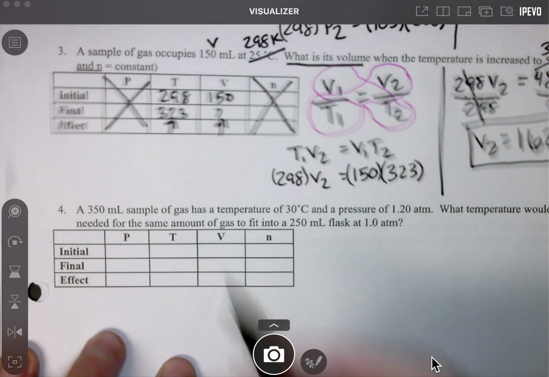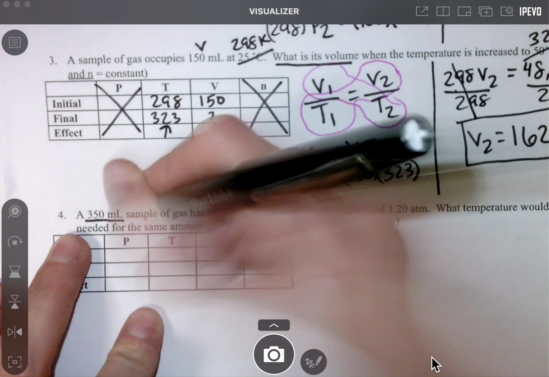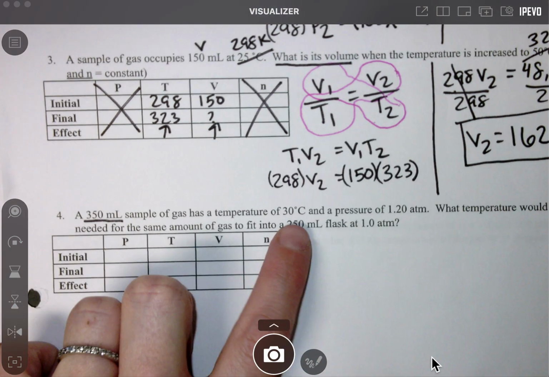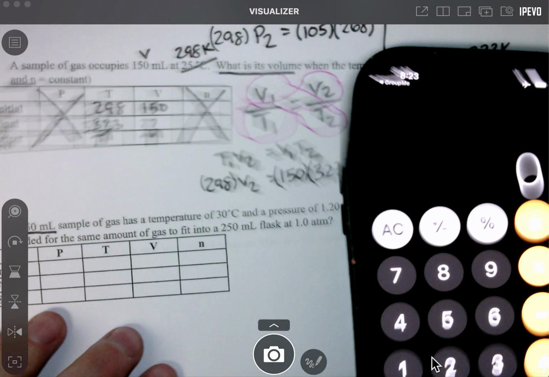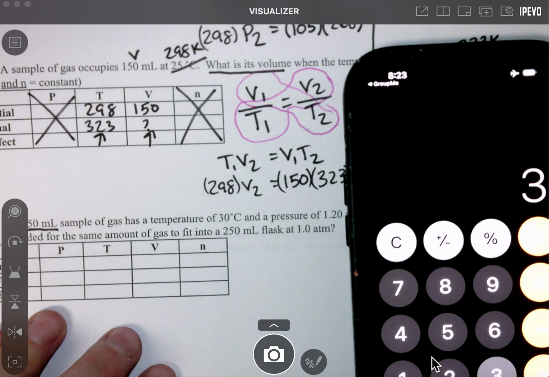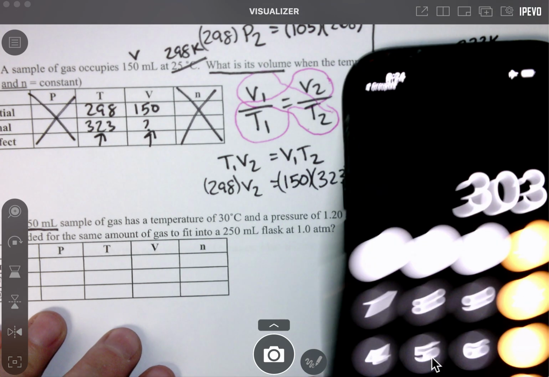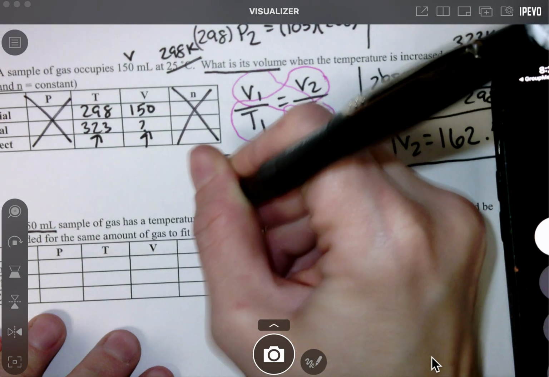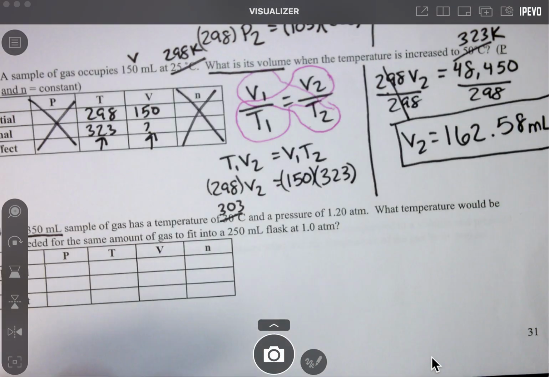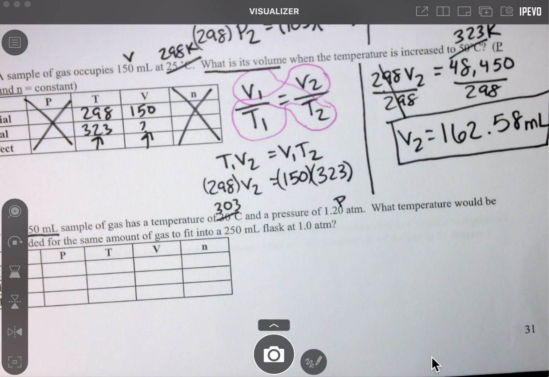I have a 350 milliliter sample of gas with a temperature of 30 degrees Celsius, so I'm going to automatically add 30 plus 273, and I get 303. And so that's a temperature. And then I have a pressure of 1.20 atmospheres.